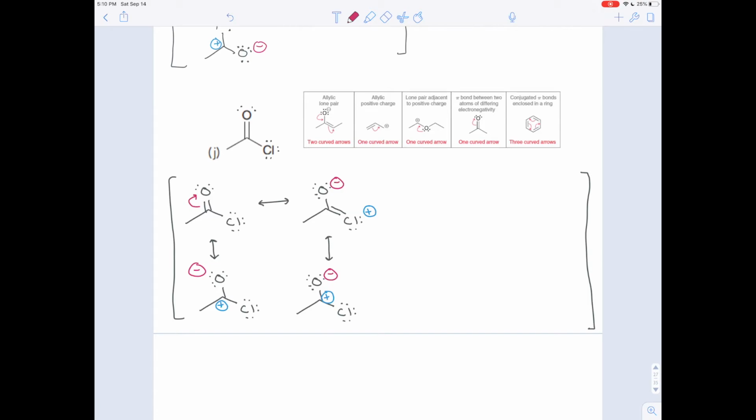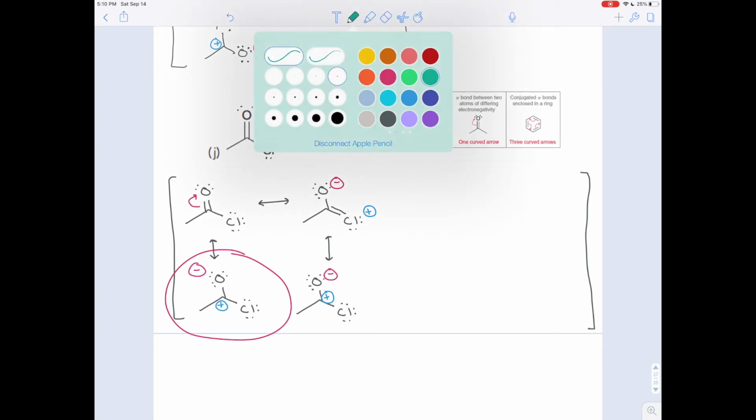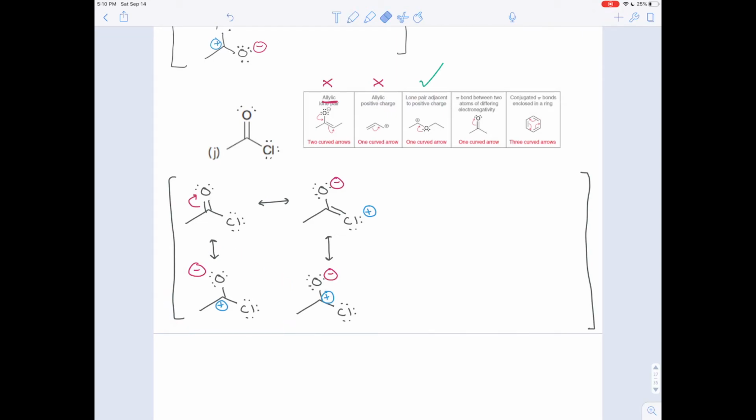Is there an allylic lone pair there? There's not, because we don't have a double bond. So nothing can be one atom away from a double bond. For the same reason, we don't have an allylic positive charge. This structure just doesn't have a double bond. Do we have a lone pair adjacent to a positive charge? That we do have. Now, if you were to draw the curved arrow pattern for it, either these lone pairs can come down toward the positive charge, in which case we would just get the structure above, or these lone pairs can come next to the positive charge, in which case we would have the structure above.